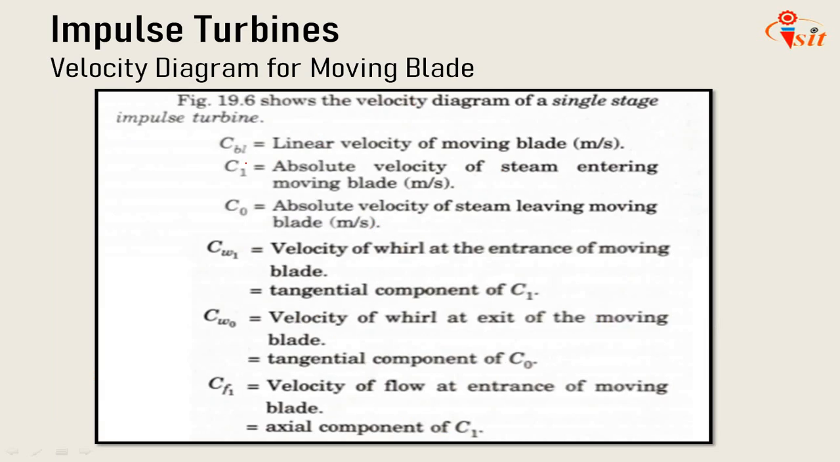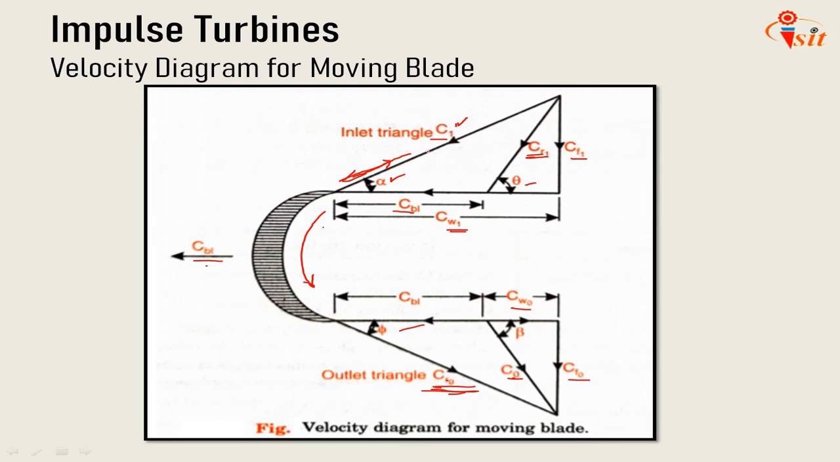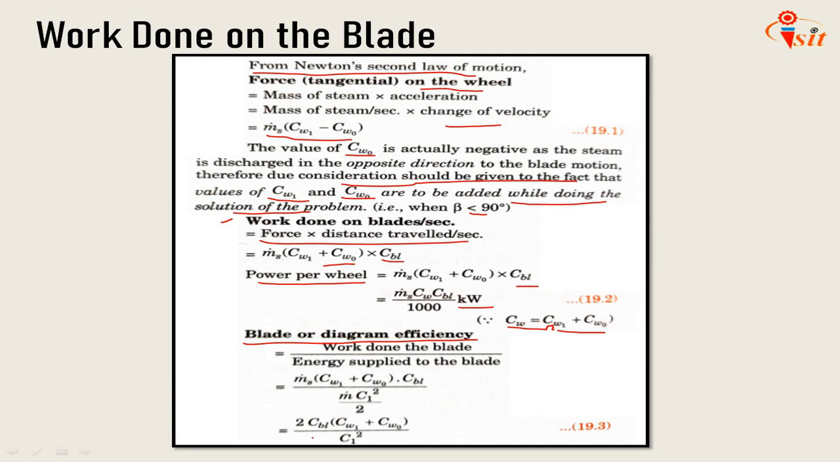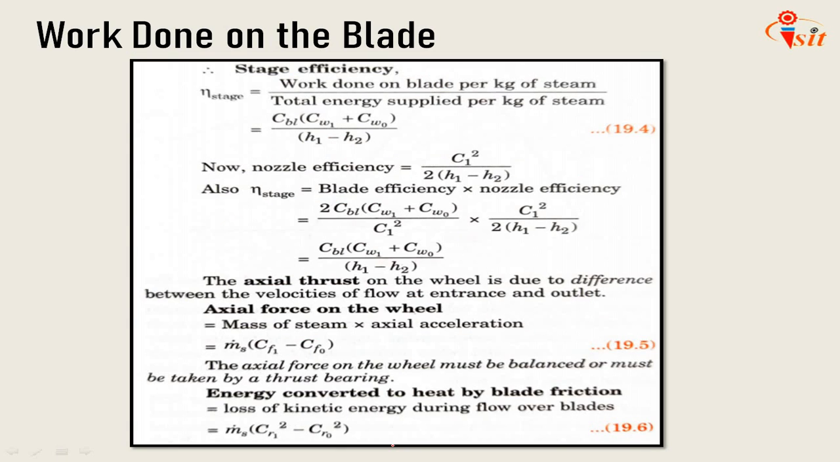So if we see here in the figure, C1 is the kinetic energy that is coming on the blade. So the equation becomes 2 CBL (CW1 plus CW0) divided by C1 square. That is nothing but blade efficiency, also called diagram efficiency. Now suppose H1 and H2 are the total heats before and after the expansion through the nozzles, then H1 minus H2 is the heat drop through a stage of fixed blade rings and moving blade rings.